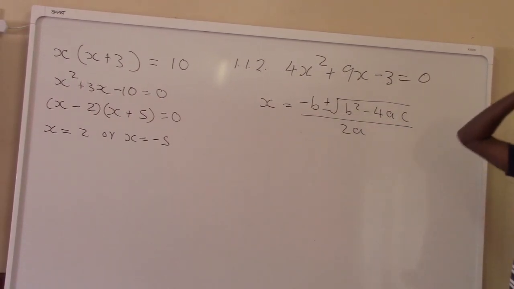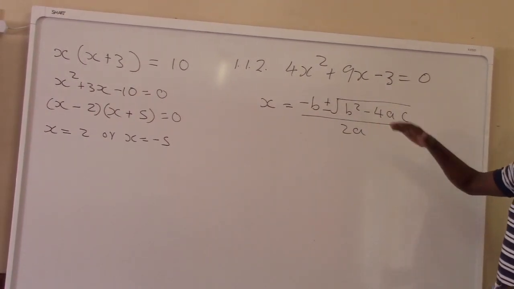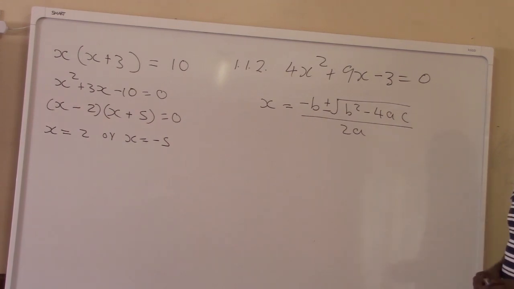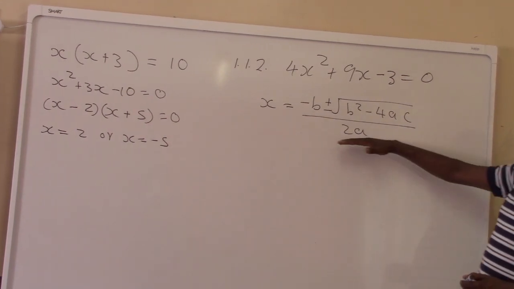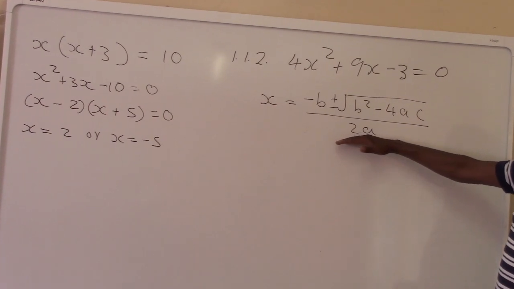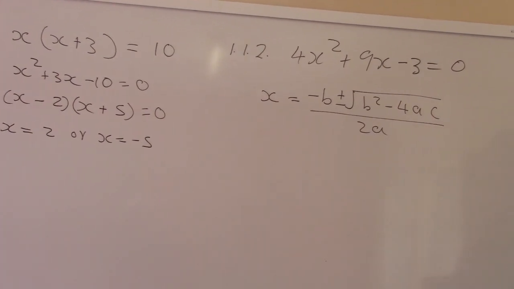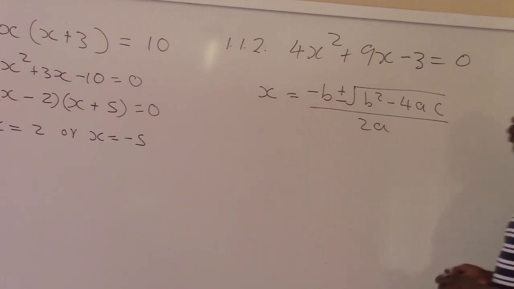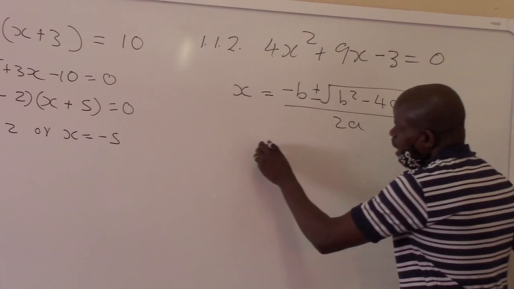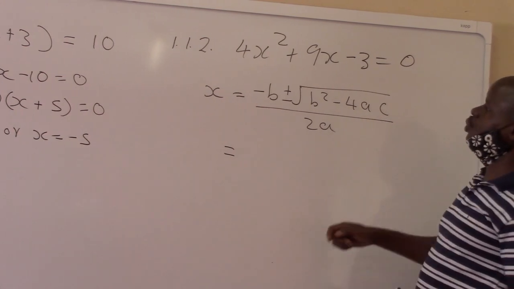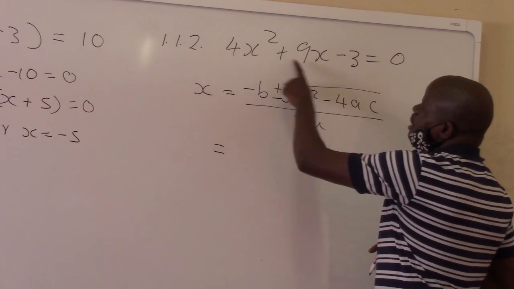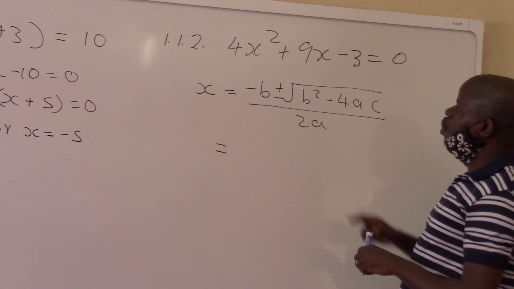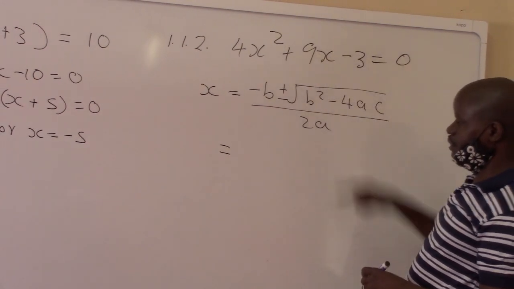Because this formula is given in the formula sheet at the back of the question paper, you will choose it correctly. Choosing it correctly, in most cases there is no mark because this formula is given in the formula sheet. But the first mark comes when you substitute. So this is A, this is B, this is C.